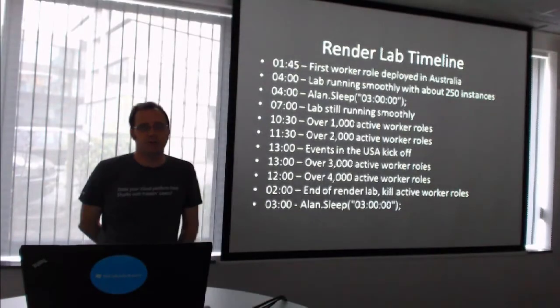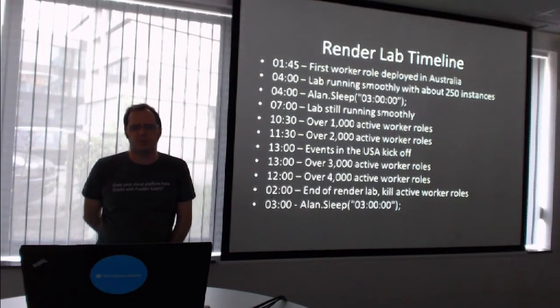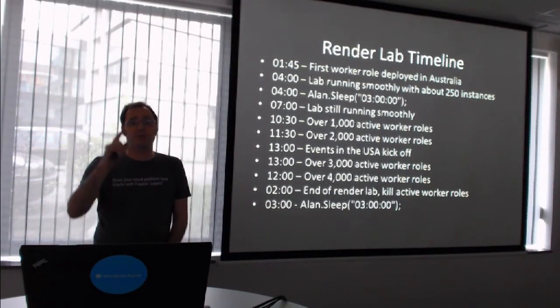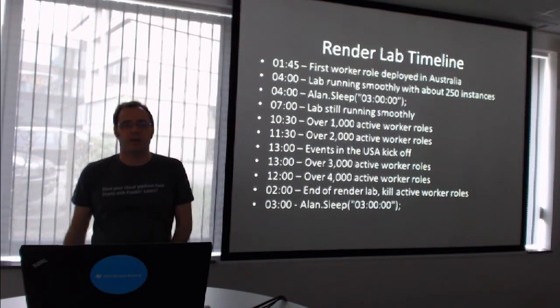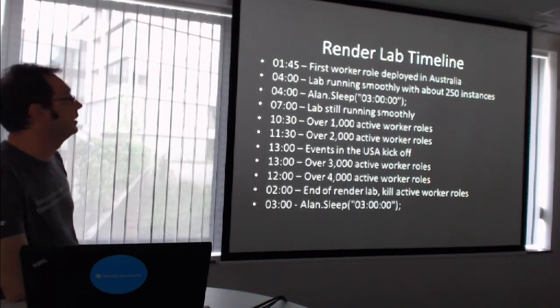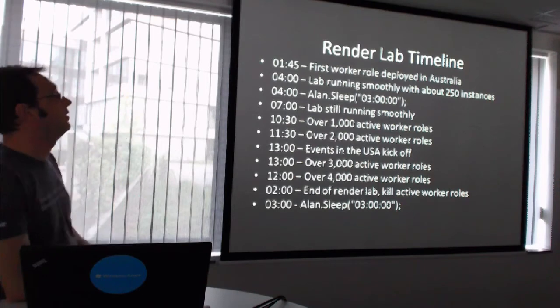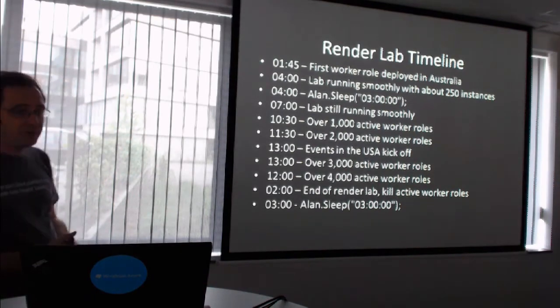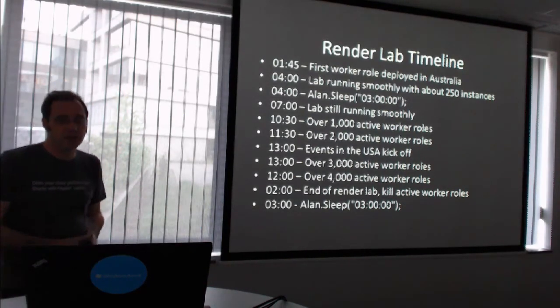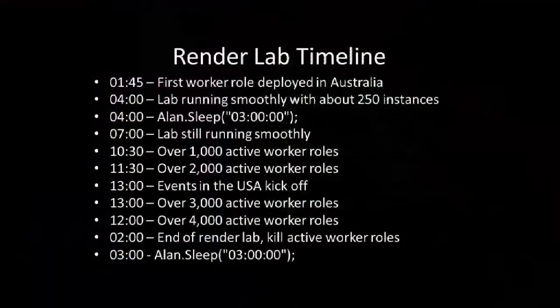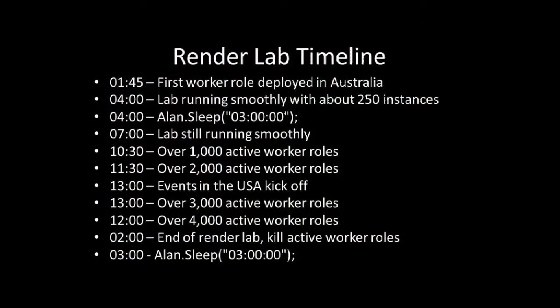So this is basically what happened. Friday night was a long night for me. I think it was about 1:45 when we saw the first actual worker role being deployed in Australia, and the actual lab was running. And that's when I killed all the US instances and deleted the test data. I stayed up until 4 o'clock in the morning to make sure that the lab was running, and by that time we had 256 instances running.